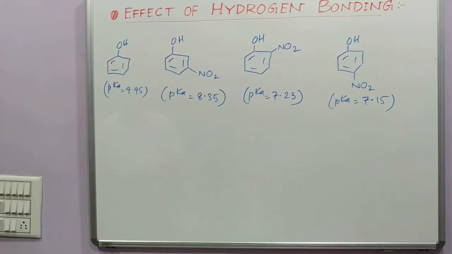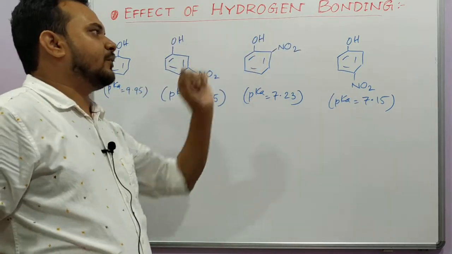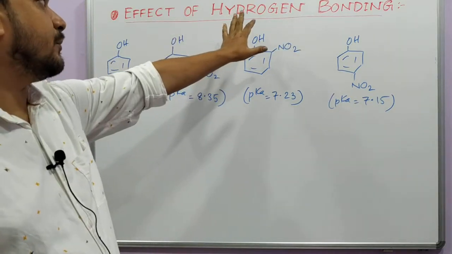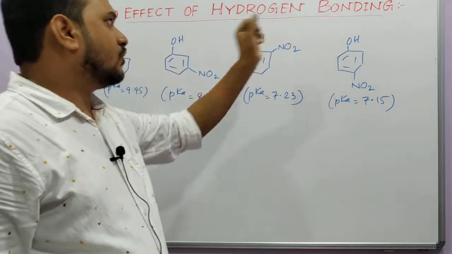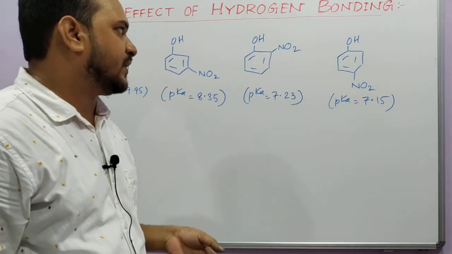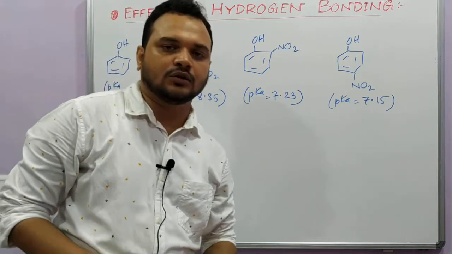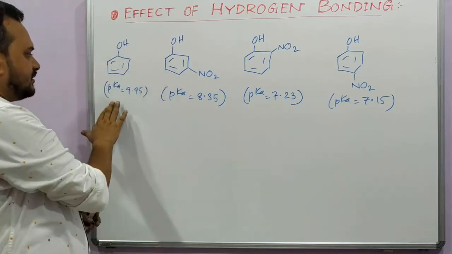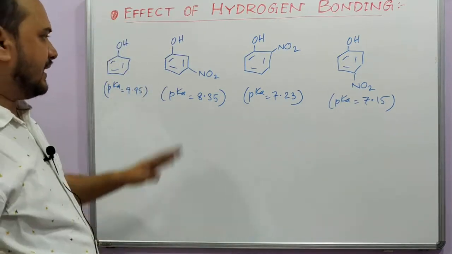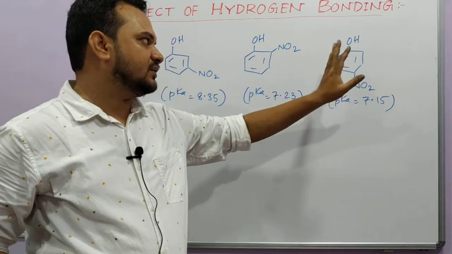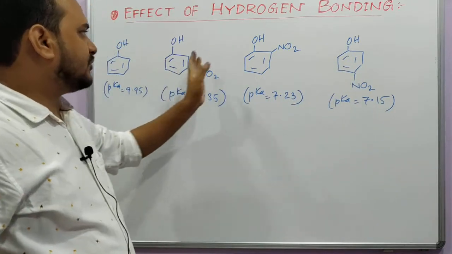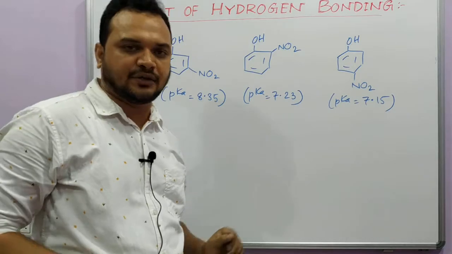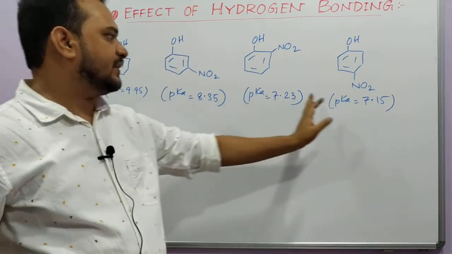Now you all know hydrogen bonding, right? This is one type of supramolecular interaction, that is a non-covalent type of interaction, okay? And this hydrogen bonding can also affect the acidic strength. For example, if we take only phenol, the pKa value is 9.95, and then we have three isomeric substituted phenols, that is metanitrophenol, orthonitrophenol and paranitrophenol, and these are the experimentally obtained pKa values.